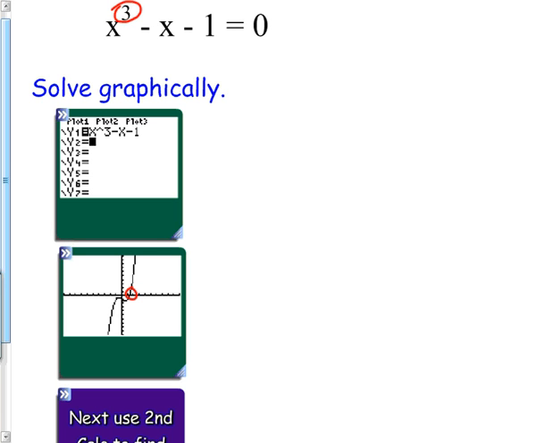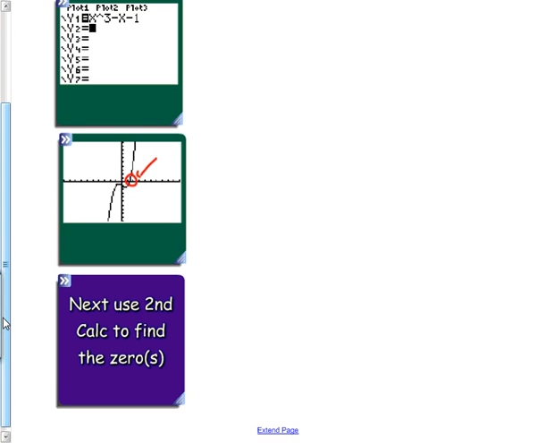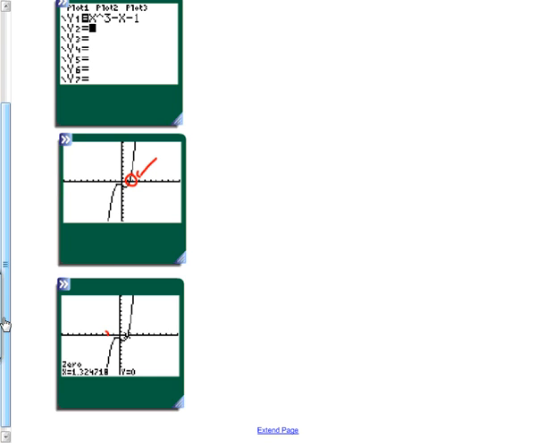Right? So the imaginary ones, you can't just say, oh, there's the imaginary ones. No, that's not where it's touching, and so that's not it. You can't see the imaginary ones. I can only see the real ones. So I know it's got one real answer, and I'd use that second calc. So you use second calc to find the zeros. And that looks kind of like that, and you end up with the answer, which is right here, which would have been 1.32.